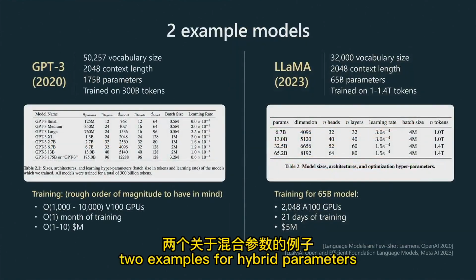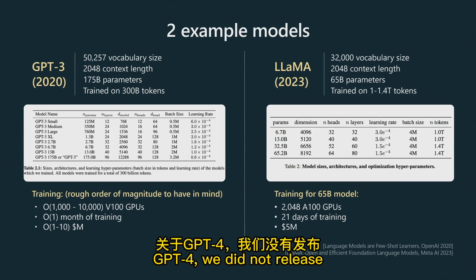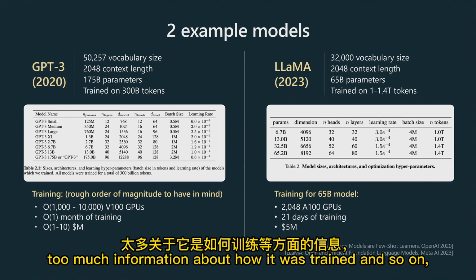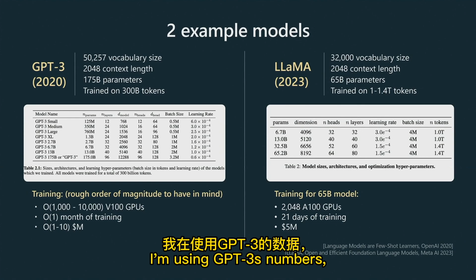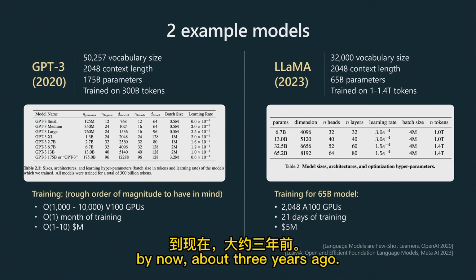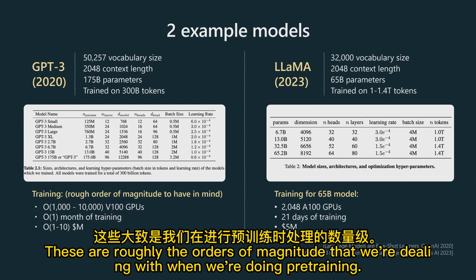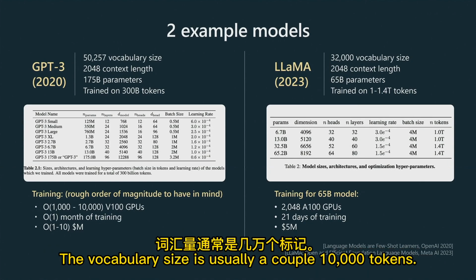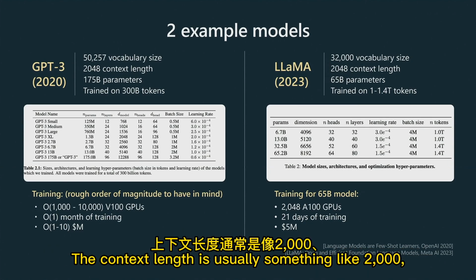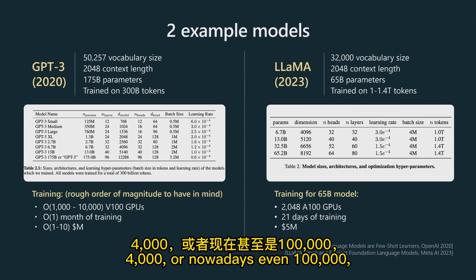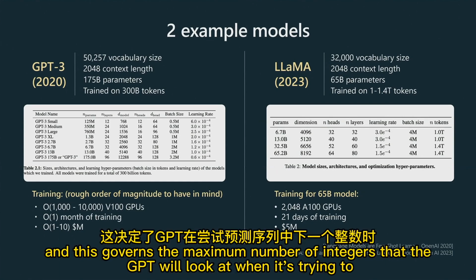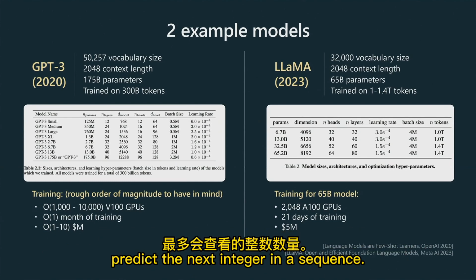Here I'm showing 2 examples for hyperparameters that govern this stage. For GPT-4, we did not release too much information about how it was trained, so I'm using GPT-3's numbers. But GPT-3 is, of course, a little bit old by now, about 3 years ago. But Llama is a fairly recent model from Meta. So these are roughly the orders of magnitude that we're dealing with when we're doing pre-training. The vocabulary size is usually a couple 10,000 tokens. The context length is usually something like 2,000, 4,000, or nowadays even 100,000. And this governs the maximum number of integers that the GPT will look at when it's trying to predict the next integer in a sequence.